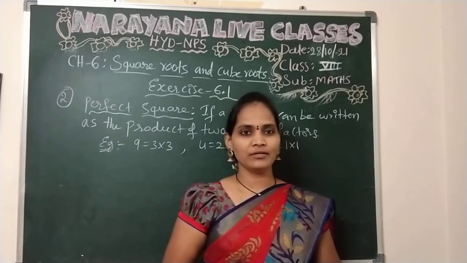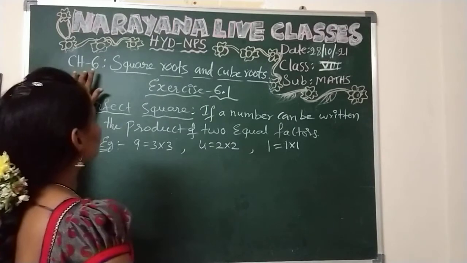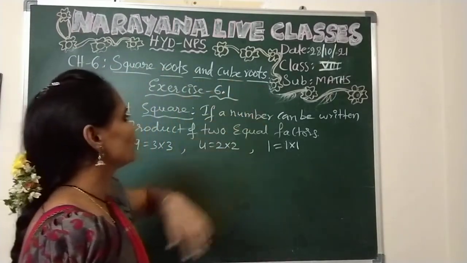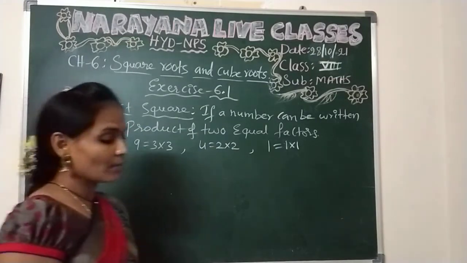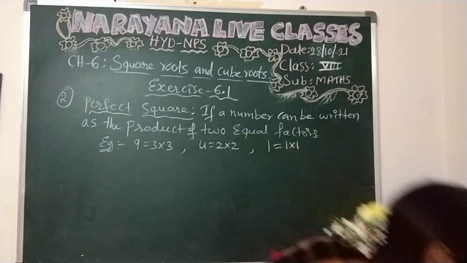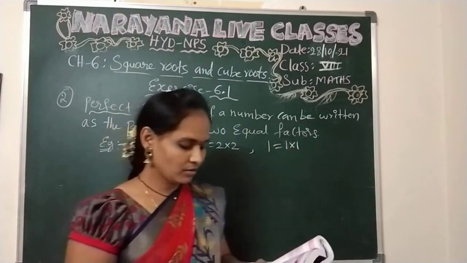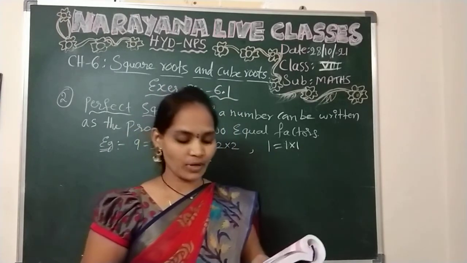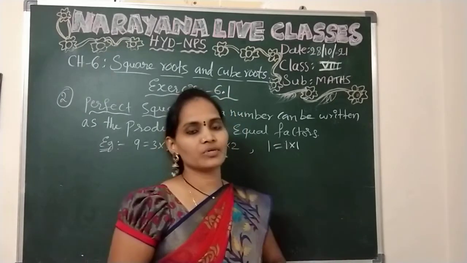In this video, I am going to explain chapter 6, square roots and cube roots, exercise 6.1. In that exercise, I am going to explain the second question. First, I will read the question. The second question is, which of the following numbers are perfect squares?